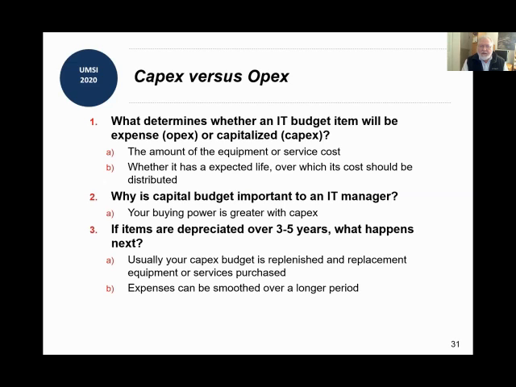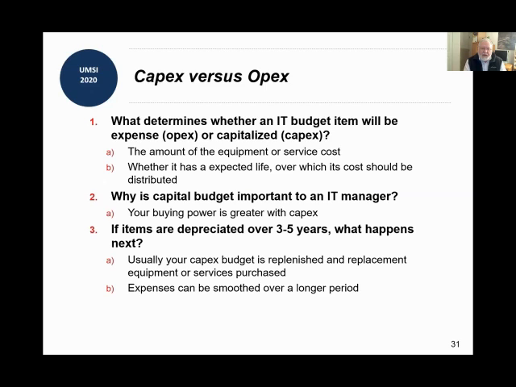And why then is this capital budget important to IT managers? Well, your buying power is greater with CapEx. So if it's spread out over 3 to 5 years, then what hits your annual budget is a third of the expense or a fifth of the expense for the longer ones, meaning that you can afford to undertake a bigger project or a bigger purchase because its costs are spread out and it won't inflate your budget to a great degree beyond what the guidelines are for a given year.